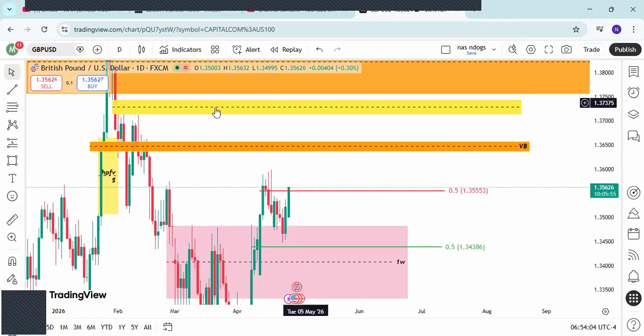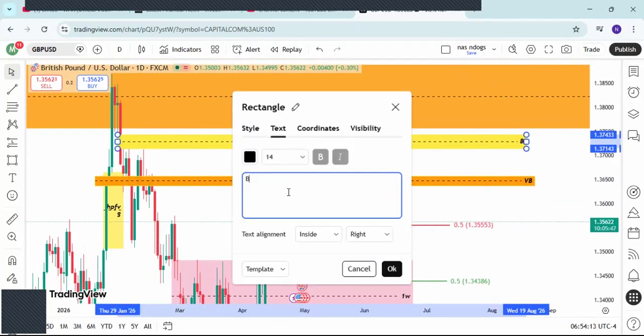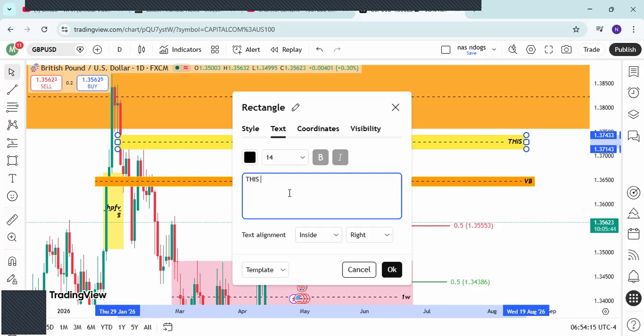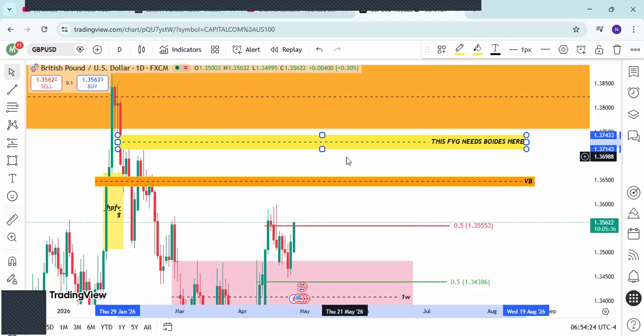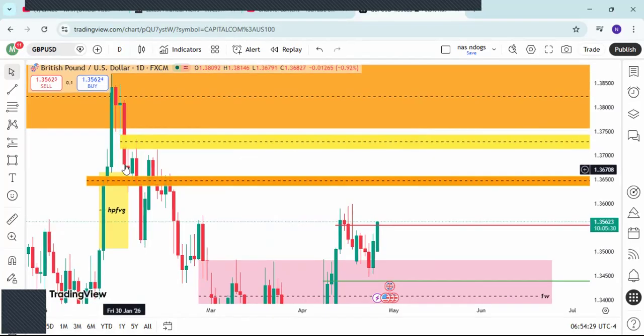You see? Once we reach this, we'd like to see it being used to go in there, because this needs bodies. This FVG needs bodies here. We need a solid candlestick going up in here. Because we have this one going down there, but we don't have buy side. We had buy side there and sell side there for the sell, but now this here alone needs bodies.